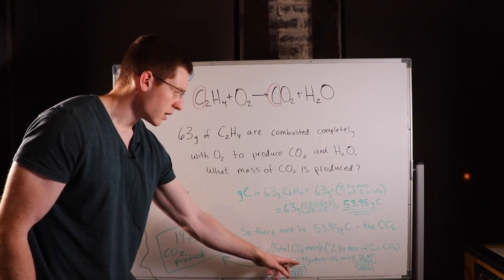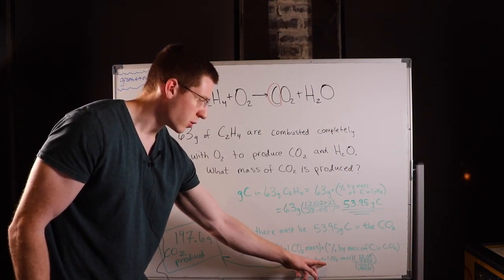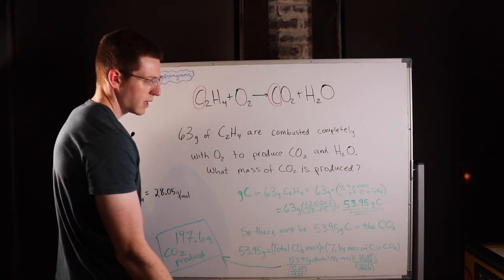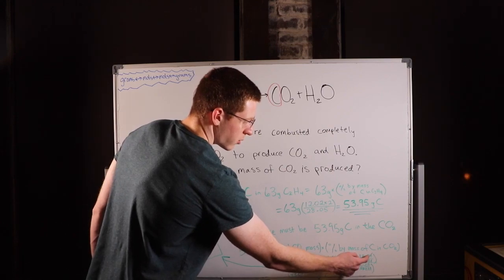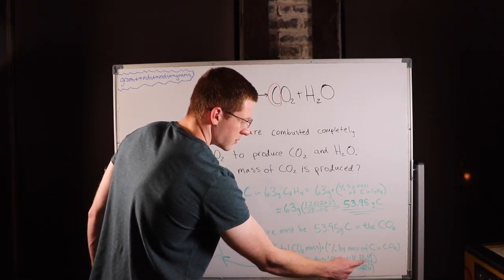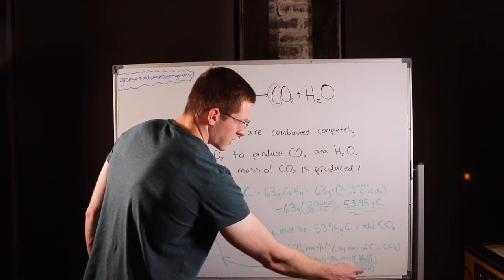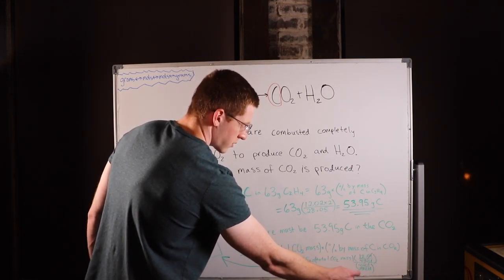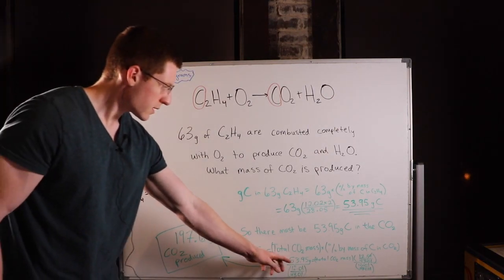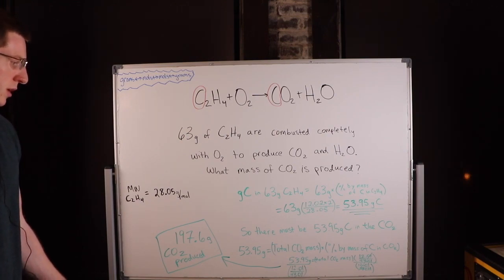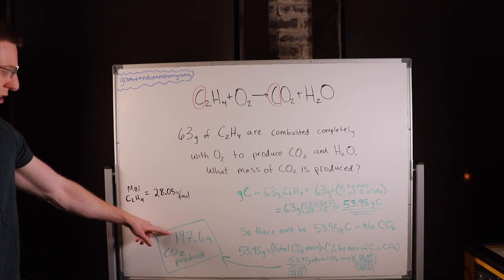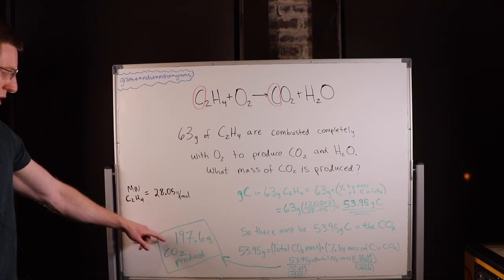So then we say 53.95 is equal to the total CO2 mass times the percent by mass of carbon in CO2. So we'll say 12.01 for the 1 carbon over 44.01 for the total mass of CO2. And then we'll divide both sides by that percent by mass. So these will cancel out, and then you'll get 53.95 over that percent by mass of carbon in CO2. And when you put that into your calculator, you should get that 197.6 grams of CO2 were produced.